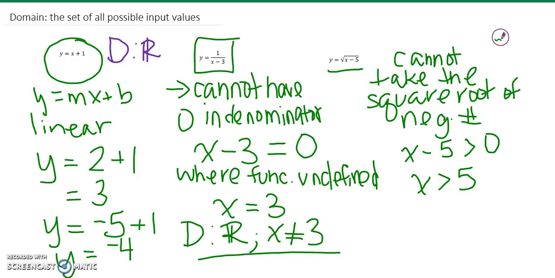Or can underneath the radical be 0? And the answer is yes. Therefore, x must be greater than or equal to 5.